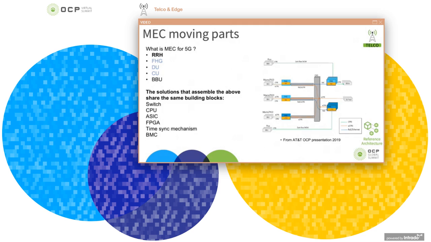You can see the diagram contributed by AT&T in 2019. Showing off 4G and a 5G deployment, CPRI and eCPRI, and how they are converted to banks of DUs or BBUs. The solutions that assemble the above share the same building blocks. You will find in most of them a switch, a CPU, some ASICs, an FPGA, time sync mechanism, and a BMC. And that will comprise each and every one of them to a certain extent.